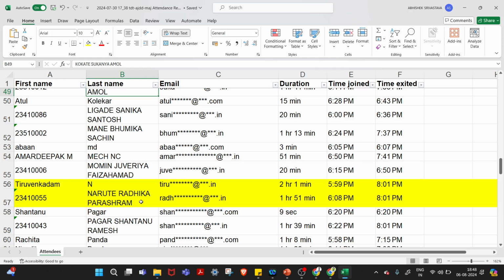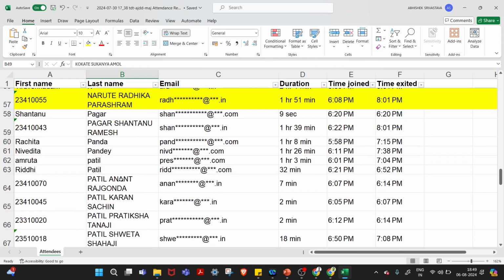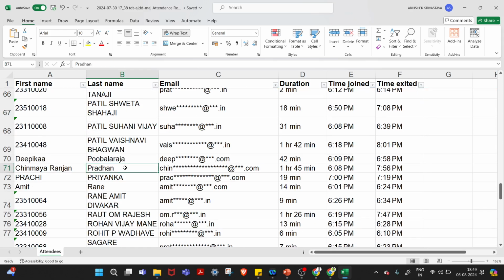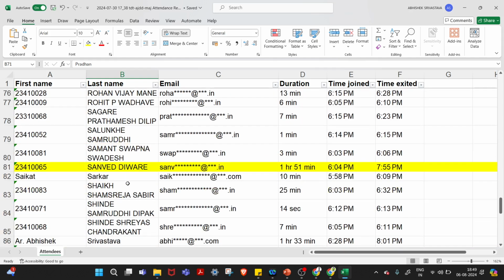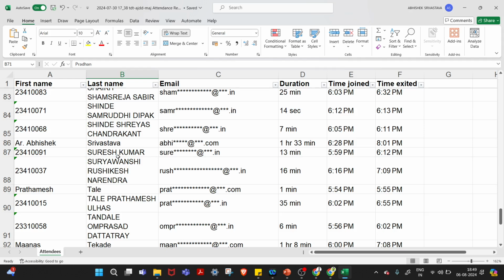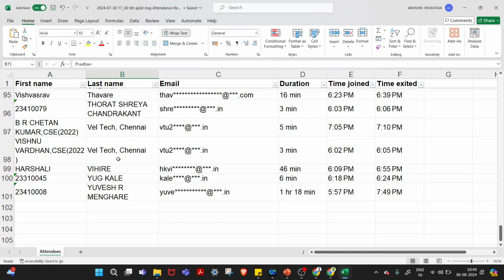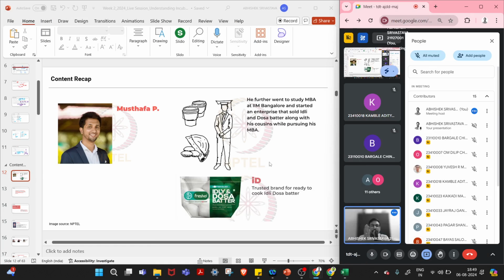Radhika was also there. Shantanu Ramesh was also there. I think he also joined the call today. Then we had Chinmay Ranjan, who was there. Sanved Dibare was also there for quite a long time. And Prerna was also there. Yes, great. So applause for all of you. Well done for being there for most of the time.